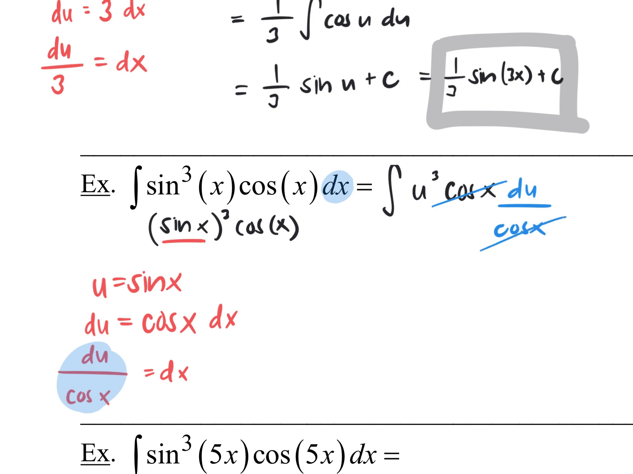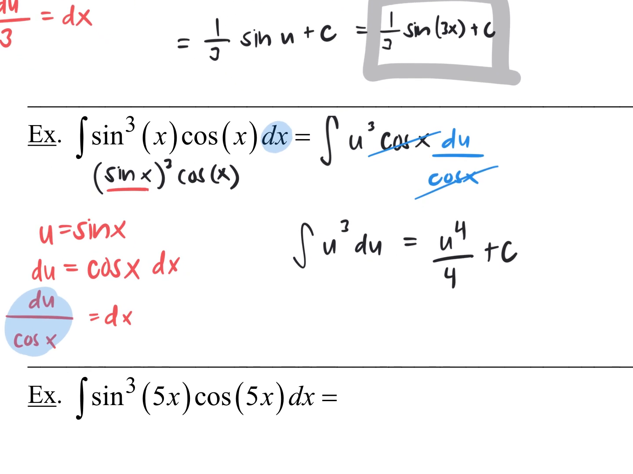And now all you have to do is take the integral of u cubed du. What's the integral of u cubed? u to the fourth over 4 plus c. And to end it there, what do I have to do? Plug in your u. Oops.